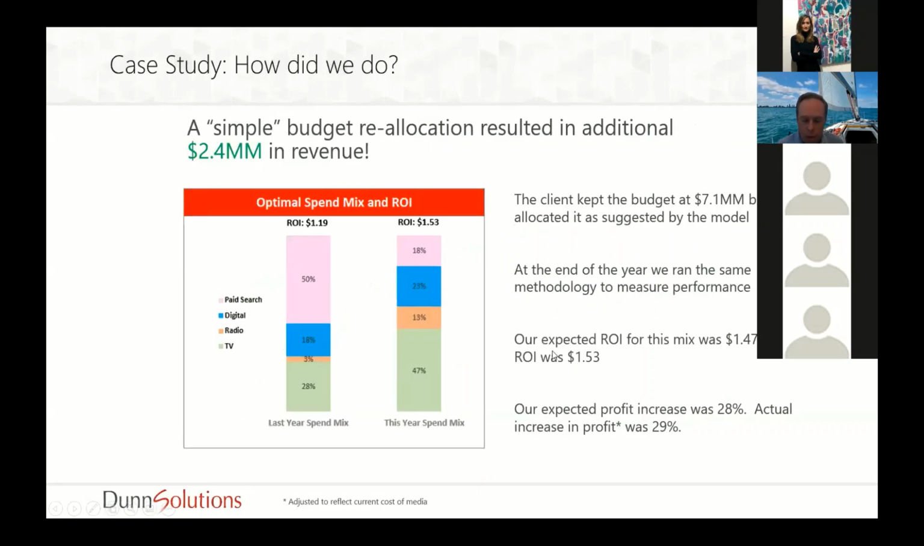So how did we end up doing in this case study? We just reallocated their budget. We didn't ask them to spend any more money. They spent exactly the same amount of money that they spent the previous year, but we just reallocated their budget.